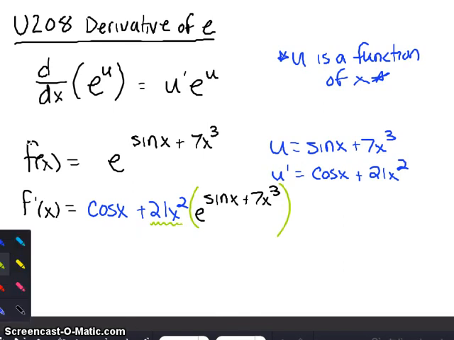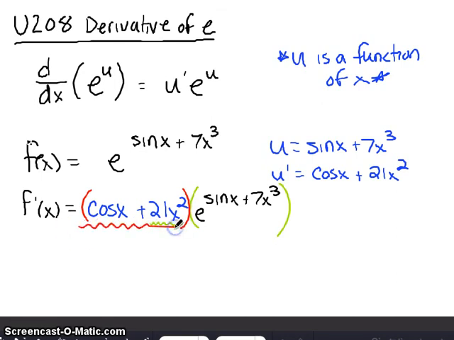What we need to do is make sure we have parentheses around the term, our u prime, to make sure that we're multiplying all of our u prime, the cosine x and the 21x squared, by the e to the sine x plus 7x cubed. So make sure you're putting parentheses around stuff that you're multiplying, or else AP is not going to count it as correct. Because if you don't have those parentheses, again, that 21x squared is the only thing you're multiplying, not the entire u prime.